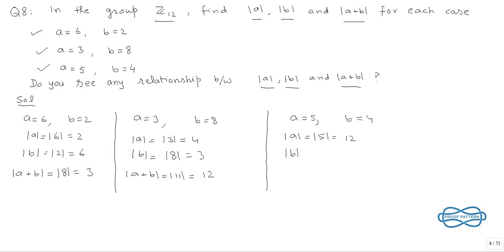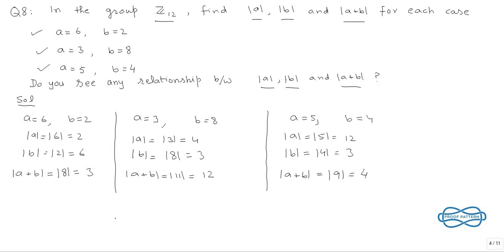Next, the order of b, which is the order of 4, is equal to 3. And the order of a plus b, which is the order of 9: if we add 9 four times, we will get 36, and 36 is congruent to 0 mod 12. So the order of 9 is 4.